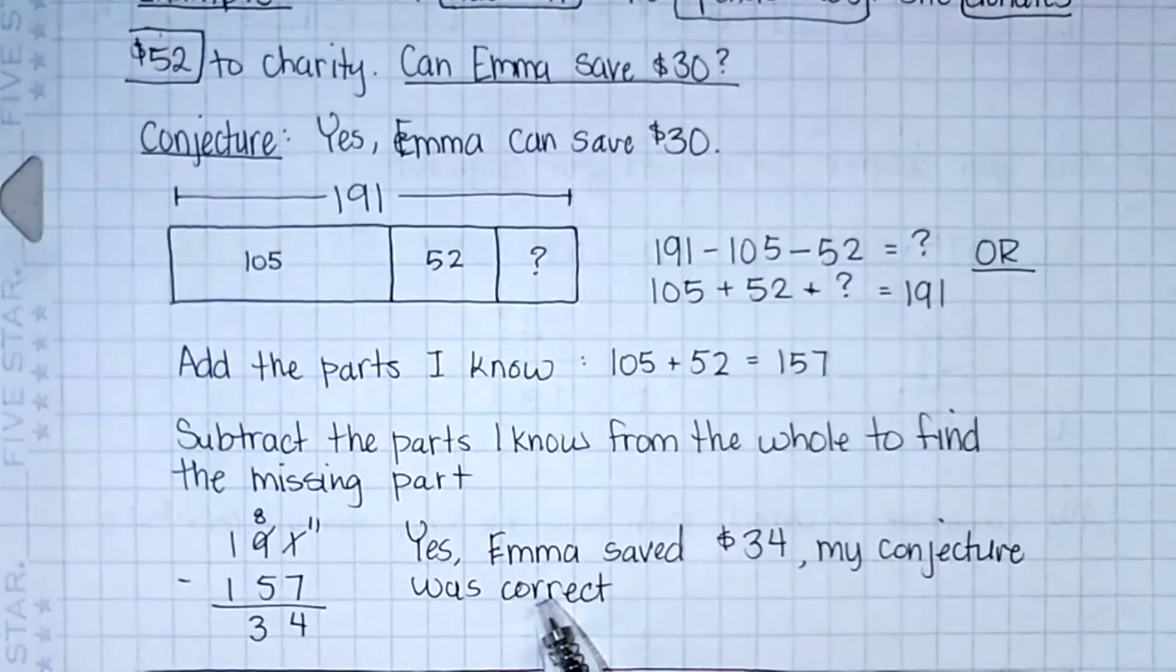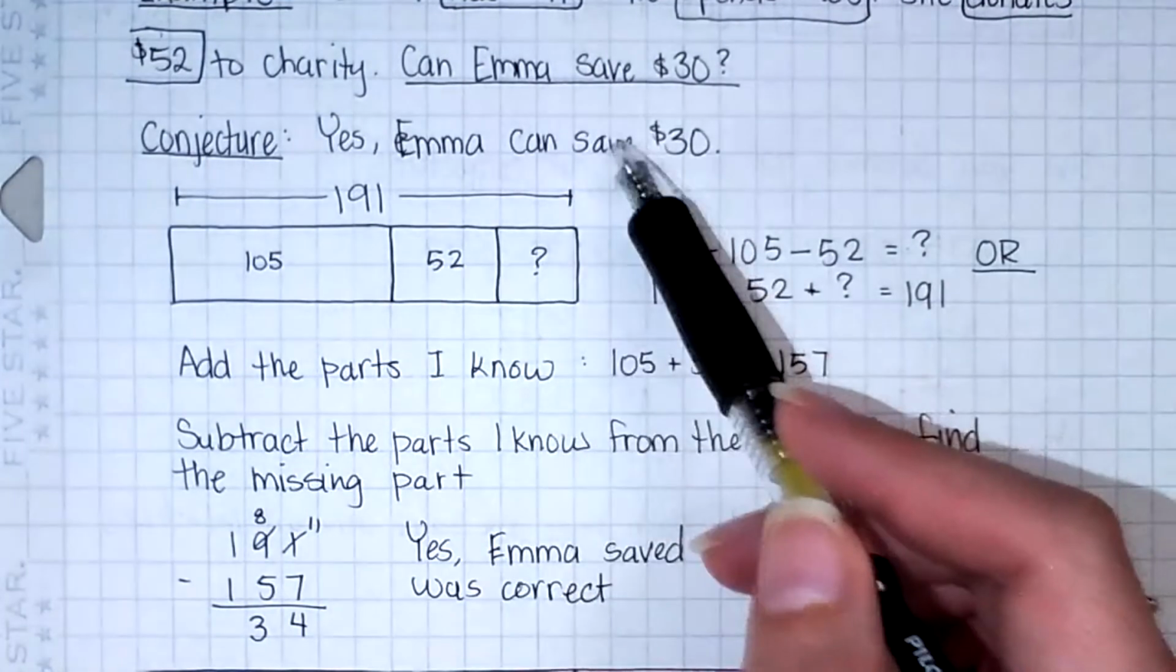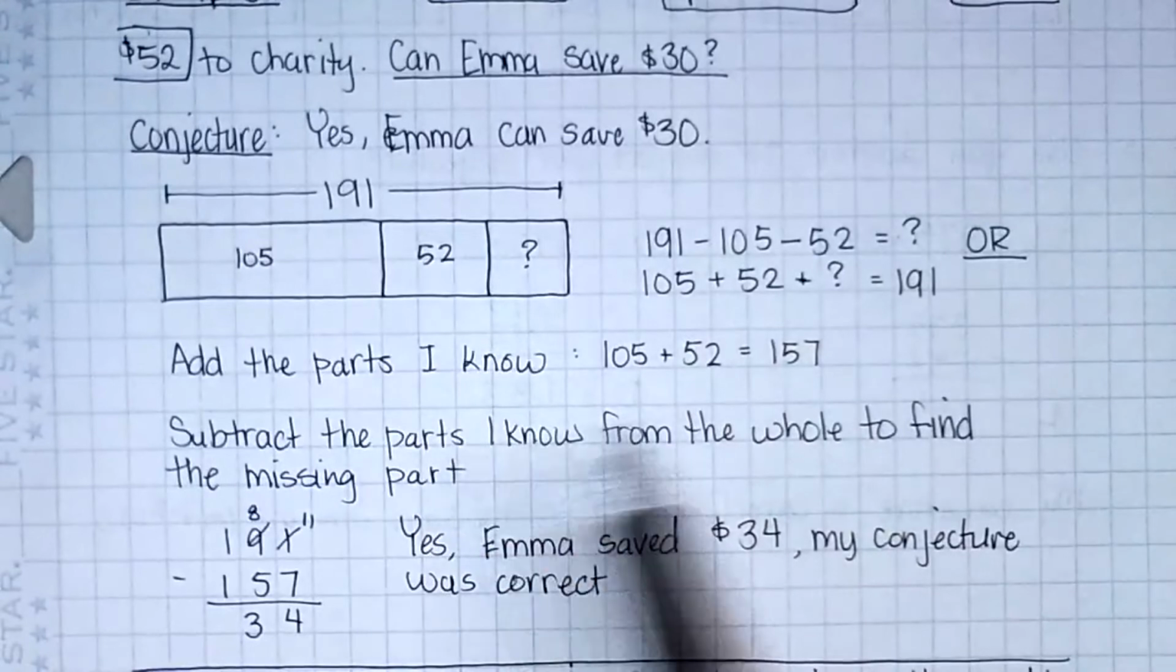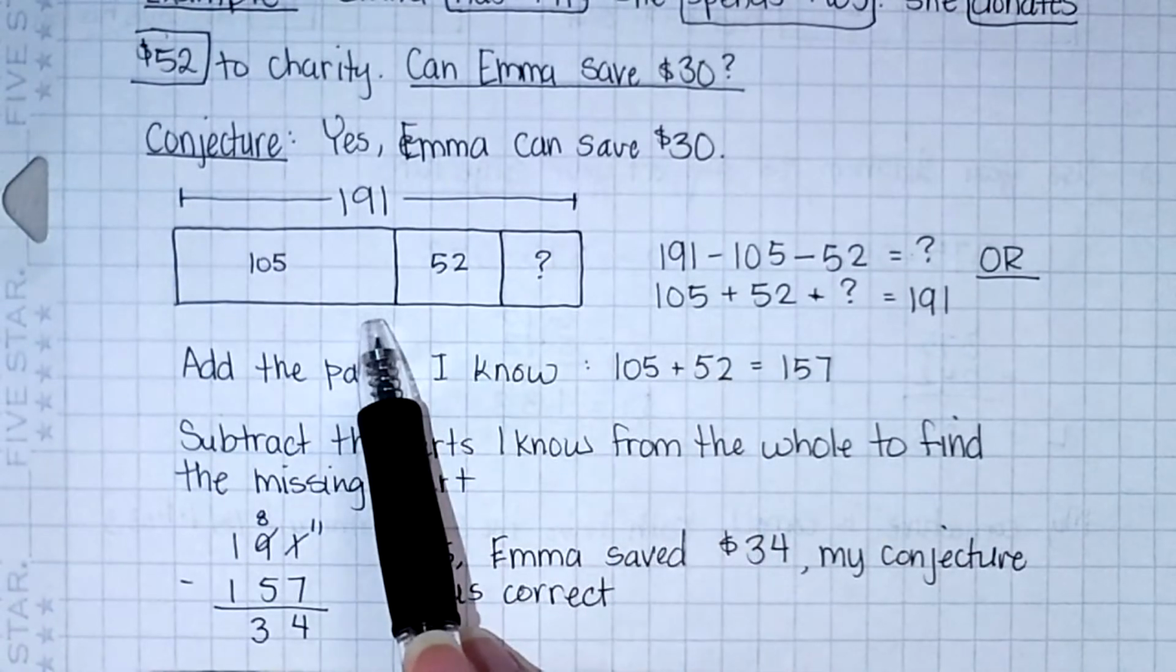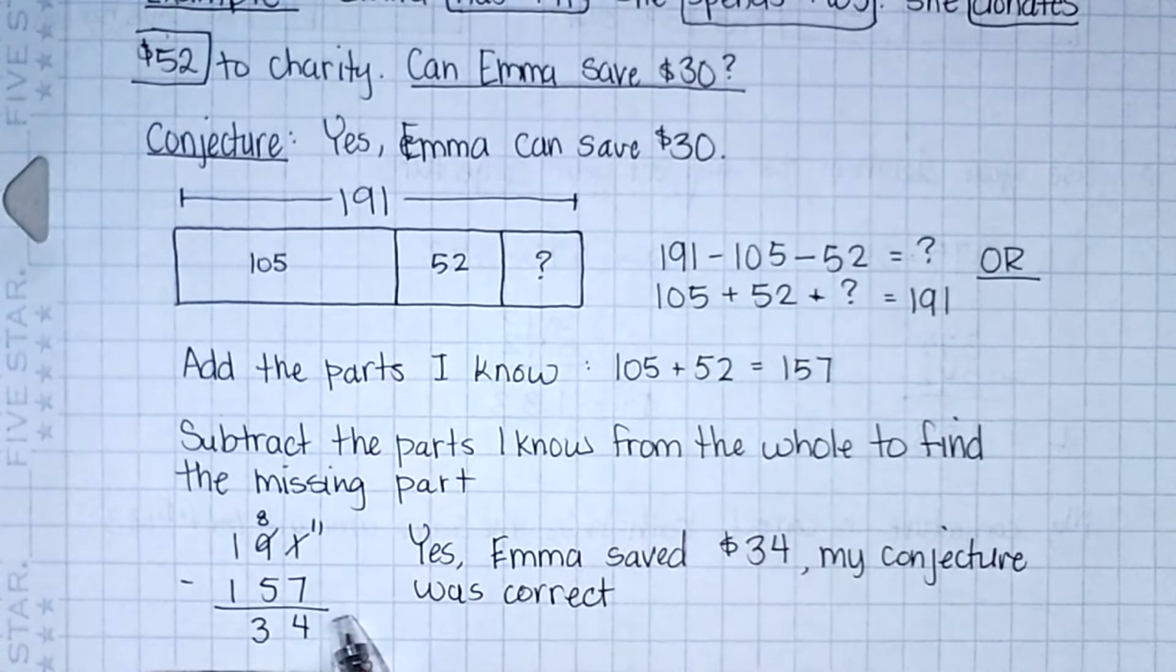So my conjecture was correct. My guess over here was correct, and I proved it by using numbers and equations, by using a bar diagram, and by subtracting and regrouping.